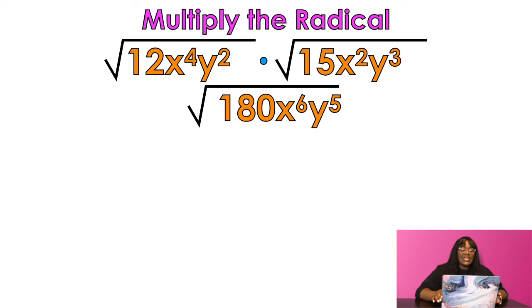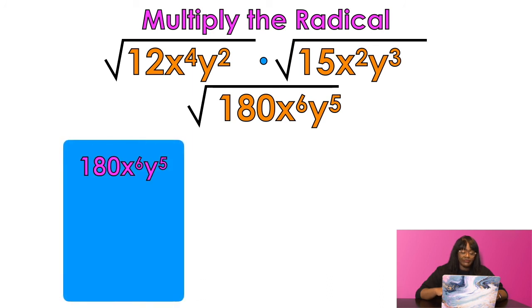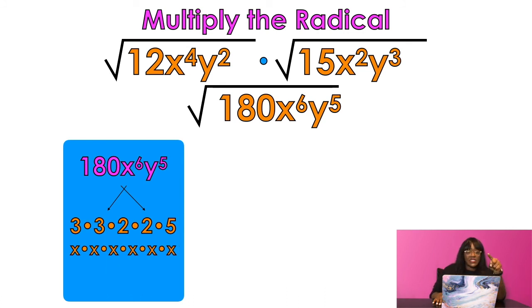Now that everything's under one radical, I'm going to simplify what I can simplify. So 180: three times three, two times two, times five. That's the prime factorization of 180. Now, I'm going to have 6 x's and I'm going to have 5 y's. So it's a square root problem, so I'm going to make groups of 2.